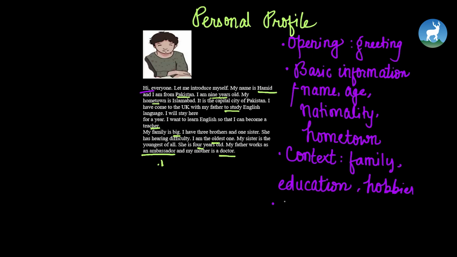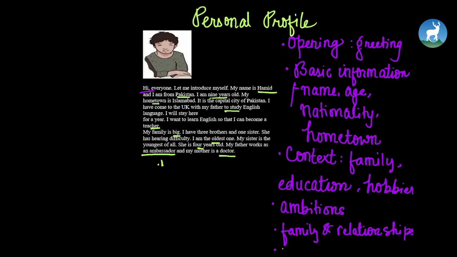What are the other things that could be included in a personal profile? You can also include writing down your ambitions. Ambition is something that you want to become in future. Next thing that Hamid has used to explain himself and prepare his own personal profile is he has explained about his family and relationships. He has revealed how many family members he has. He also has revealed who is the oldest and the youngest one, right? So these are the things that could be included to write up a personal profile.